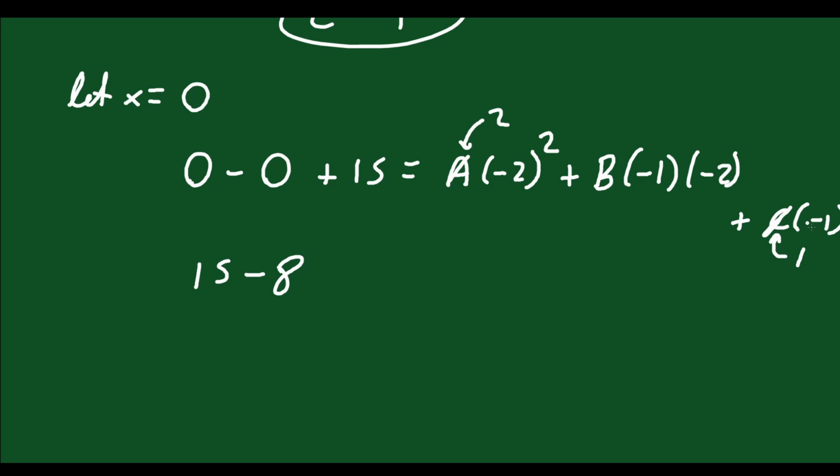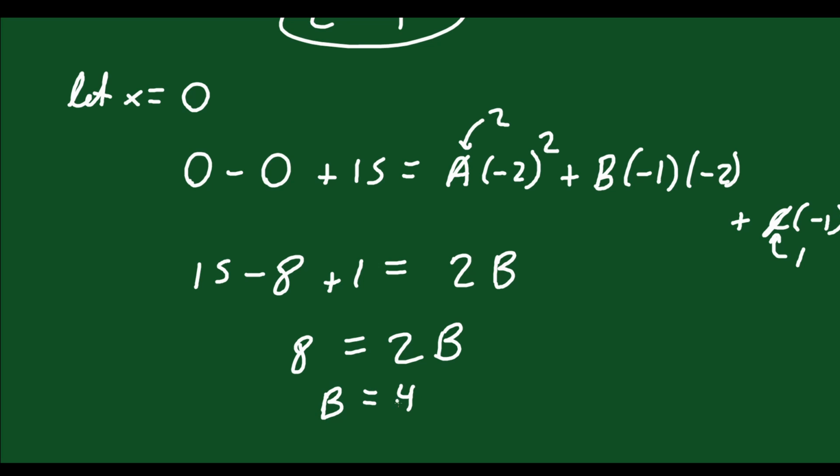1 times negative 1 is negative 1. Bring that to the other side, you get plus 1. And that's going to equal 2b, because negative 1 times negative 2 is positive 2. So on the left, you have 16 minus 8, which is just 8. So 8 equals 2b. Divide both sides by 2. B is equal to 4.